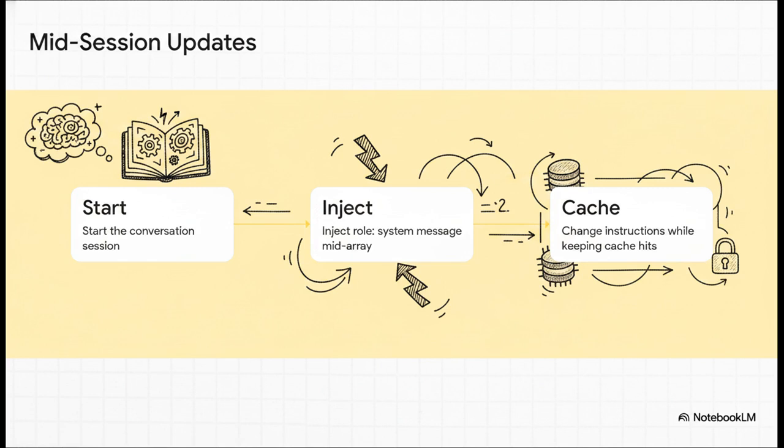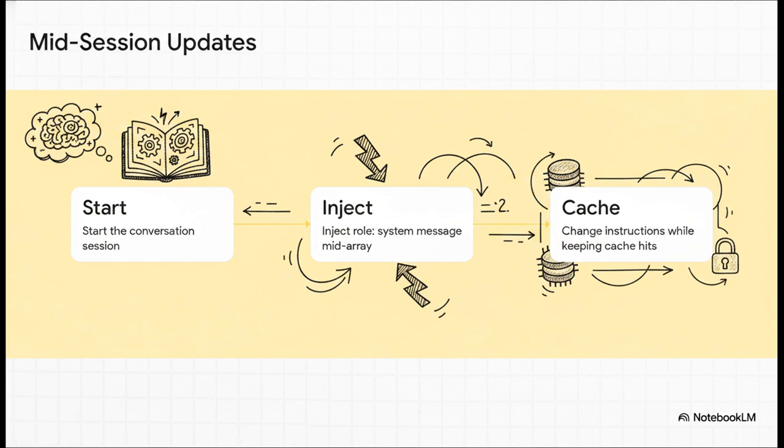This first update, an absolute massive time and money saver. Previously, your system messages had to sit rigidly at the very top of your prompt, right? Not anymore. With Opus 4.8, you can start your conversation and then inject a system message literally anywhere within the messages array. This means you can update your system instructions mid-session while still preserving your prompt cache hits.